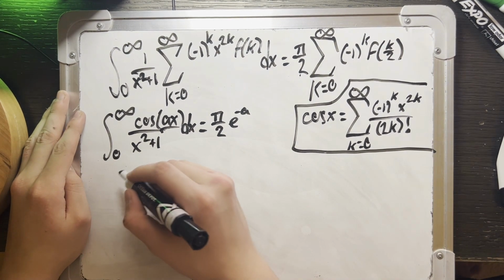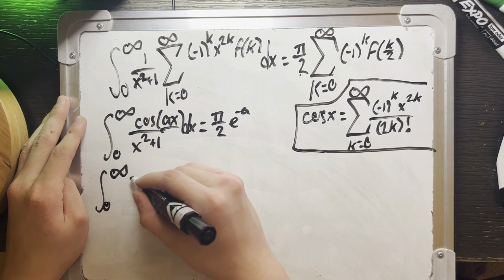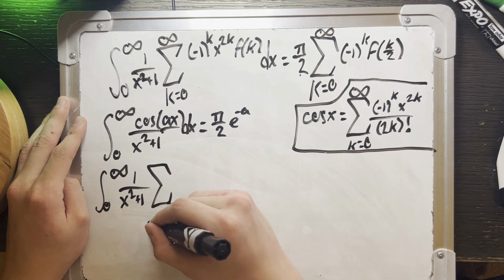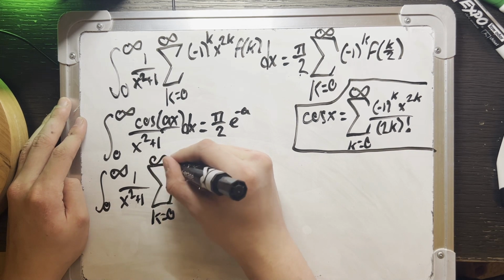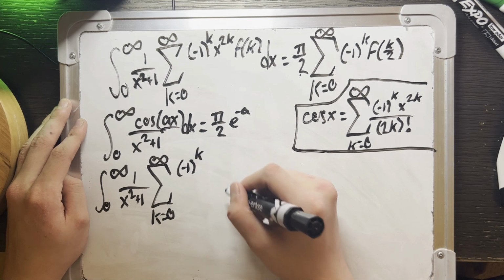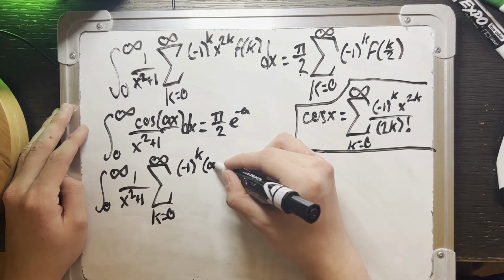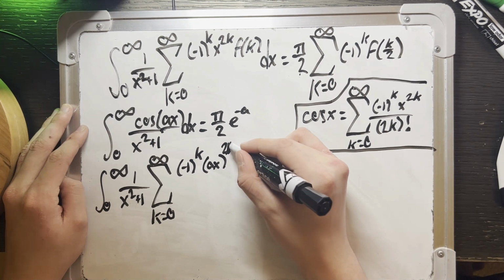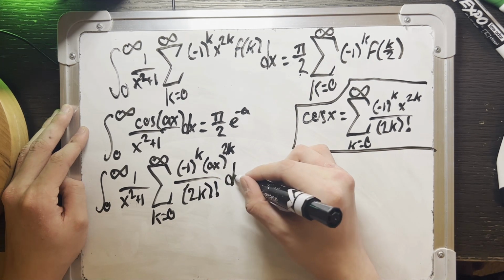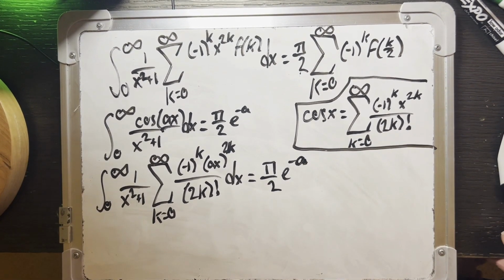So now represent the cosine function as a series. You get the integral from 0 to infinity, 1 over x squared plus 1 times the sum as k equals 0 to infinity of minus 1 to the k, times a x to the 2k over 2k factorial, dx, equals pi over 2 times e to the minus a. All right.